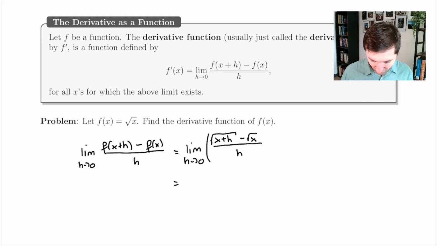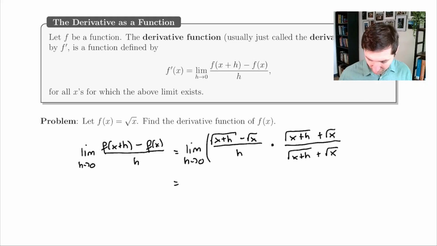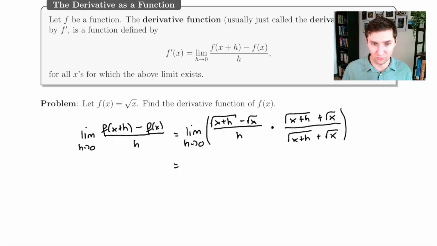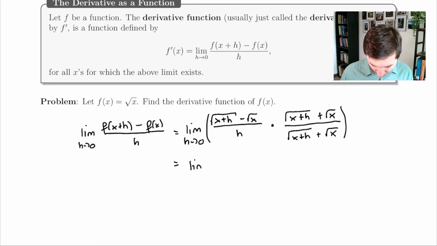I use a method called multiplication by the conjugate. I multiply this by x plus h, square root of x plus h, plus square root of x, both in the numerator and in the denominator. If you don't know this technique, the link in the video description leads you to a video explaining this technique called multiplication by the conjugate. This gives me the limit as h goes to 0.